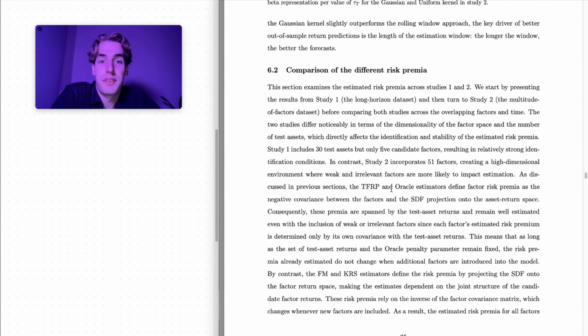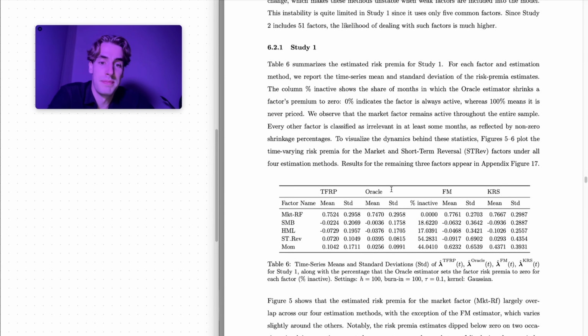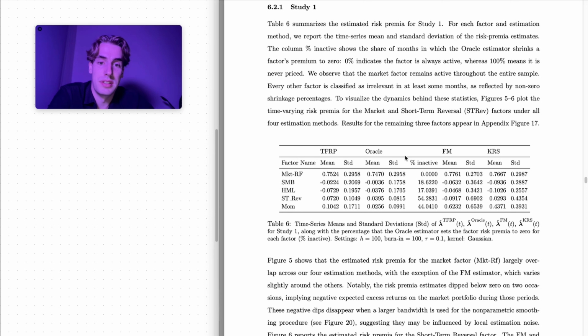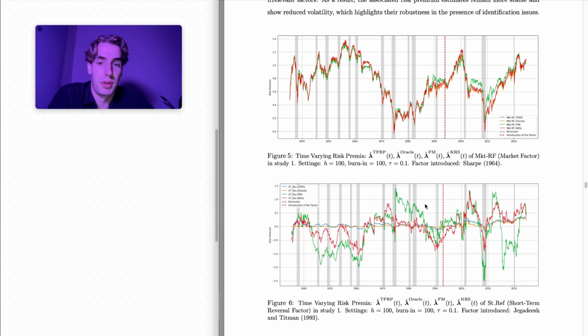Then we go to the comparison of the different risk premia. Here's where it becomes juicy, because here we can actually see how these risk premia vary over time and what the different methods yield in different risk premia. So we first look at study 1. We see in the table how much the mean and standard deviations are, and also how much the Oracle thinks the factor should be inactive. The market factor is never inactive, but the short-term reversal factor should be inactive for more than 50% of the time, it says. Here we get the first plots, right?